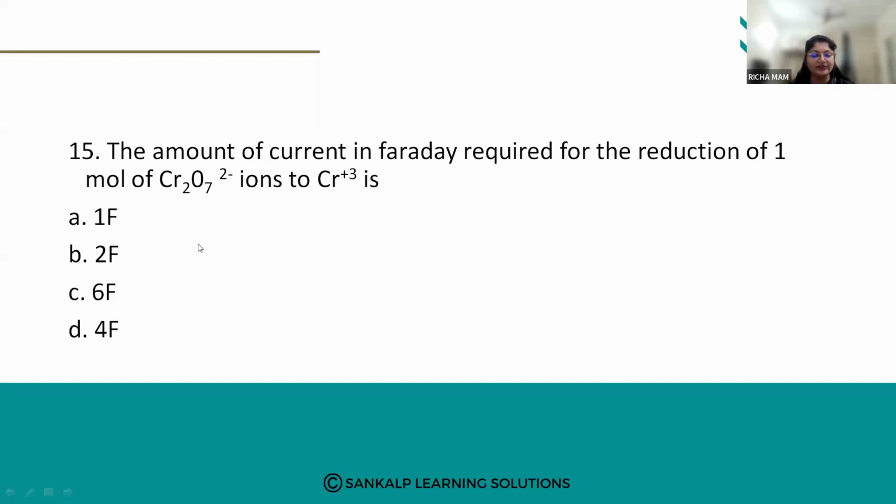The amount of current in Faraday required for reduction of 1 mole of dichromate ions to Cr plus 3 ions is. So let me write the reaction. Dichromate, when it reacts with 14 H plus ions, gives you 2 Cr plus 3 plus 7 H2O. So how many Faraday is required?